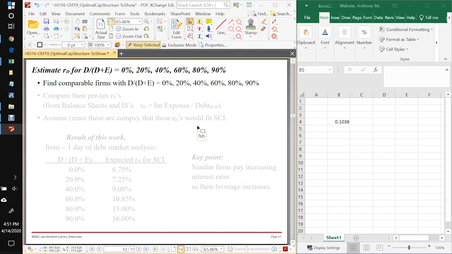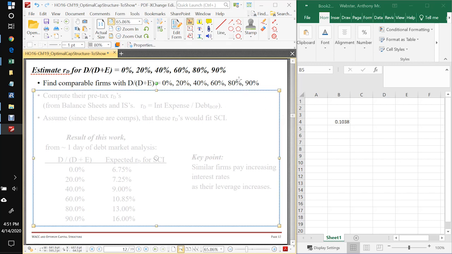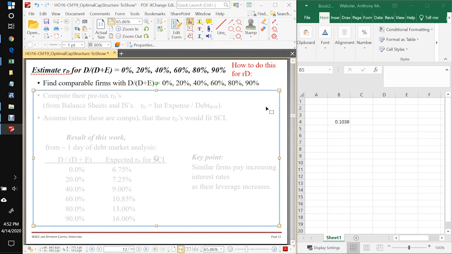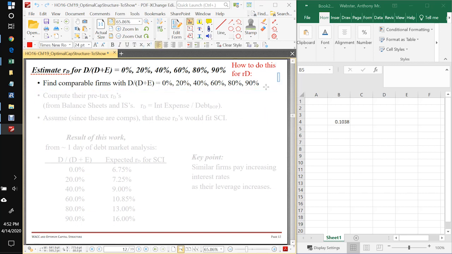So let's get started. So first of all, let's start by estimating the cost of debt capital here. So I want to emphasize we're looking at debt capital now. So we want to do this for all of these different cases. And here's how you do it for debt: you want to go out and find in the industry comparable firms. Our firm right now has no leverage.